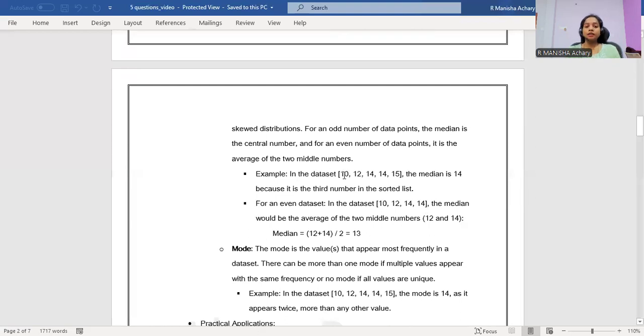Like in this example, this set has an odd number of data, five data points. So the median is 14. But in the next example, there are only four data points, which is an even number. So the median will be calculated as the average of the two middle points, which are 12 and 14. So the average of these two numbers is 13. So the median is 13.